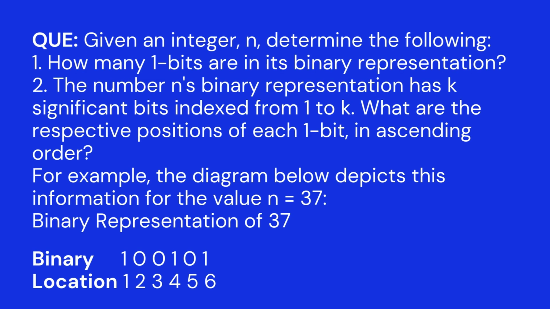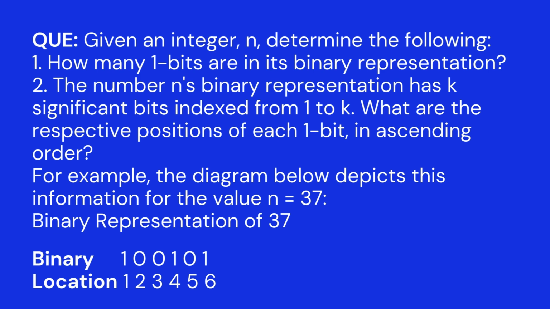Question. Given an integer n, determine the following. 1. How many 1 bits are in its binary representation? 2. The number n's binary representation has k significant bits indexed from 1 to k. What are the respective positions of each 1 bit in ascending order?